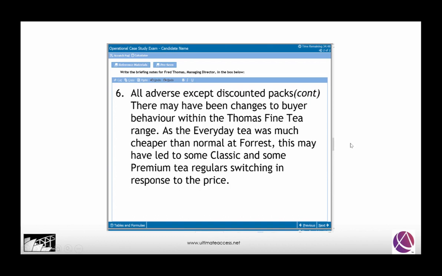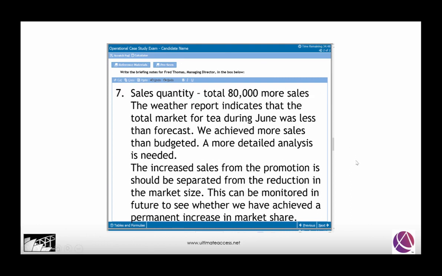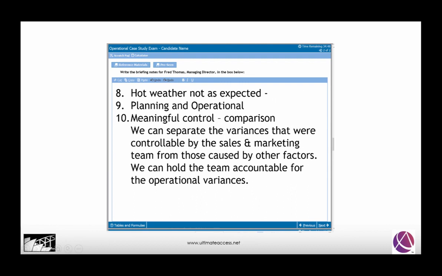More, the third paragraph here, there may have been changes to buyer behaviour within the Thomas Fine Tea range. As the everyday tea was much cheaper than normal at Forest, this may have led to some classic and some premium tea regulars switching in response to the price. Remember, the question was to do with customers' buying behaviour. Sales quantity, total of 80,000 more sales, and then again a little bit to do with the weather, a little bit to do with the increased size from the promotion. Hot weather not as expected.